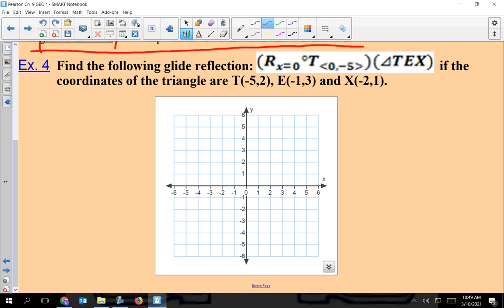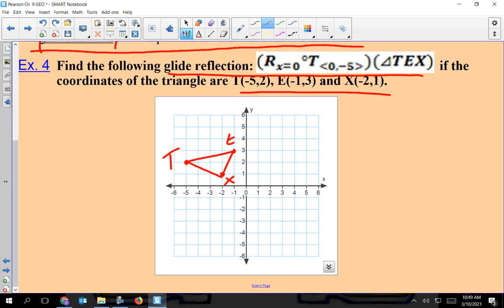All right, so what we're going to do is on this graph, we're going to graph these three points, okay? So (-5, 2) is here, (-1, 3) is there, (-2, 1) is here. Draw in your triangle. This is T, this is E, and that is X, okay? All right, they give me this glide reflection rule, so you probably want to write that down.